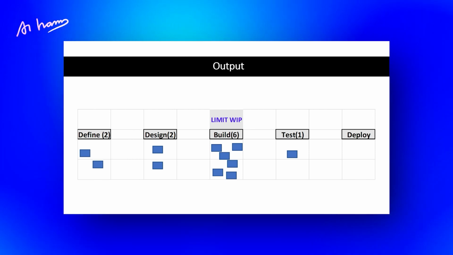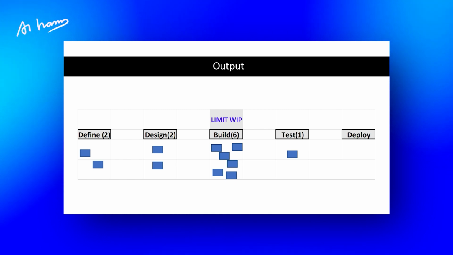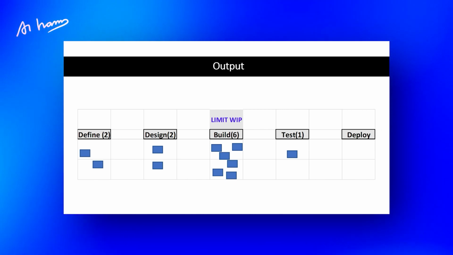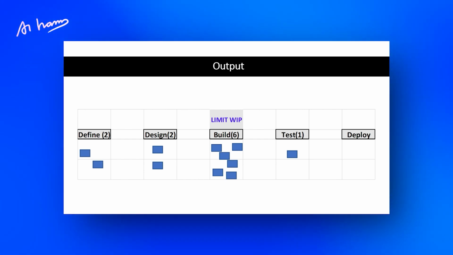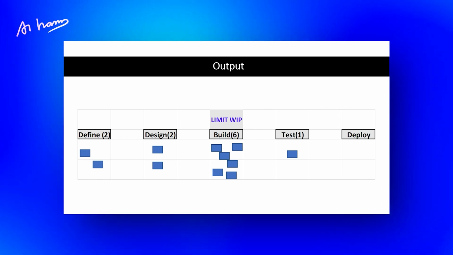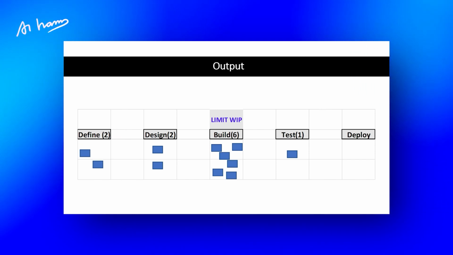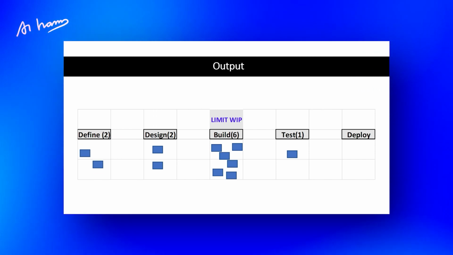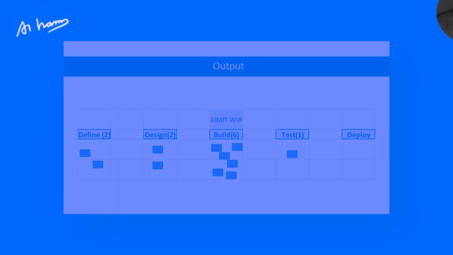Now, in front of you, you are seeing define, design, build, test, deploy. In the define stage, we have 2 people. When you define things, there are 2 people. Designing things, again 2. So this is limiting work in progress. Building, we have 6. Testing, we have just 1 tester. Deployment, there will be 1 person. So how do we ensure that this is optimized?